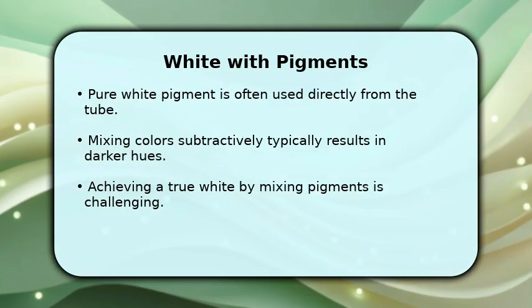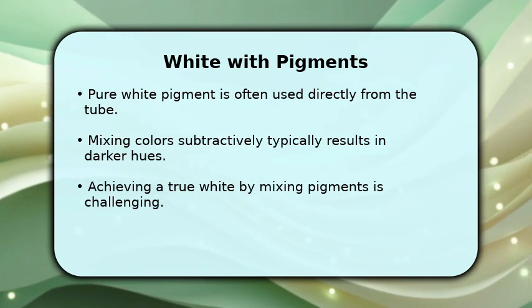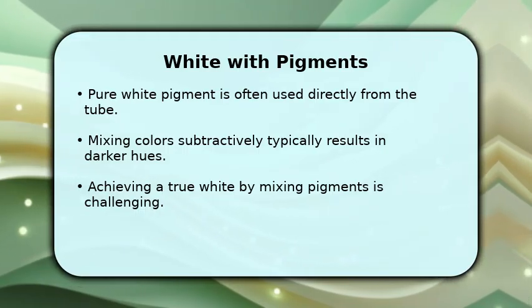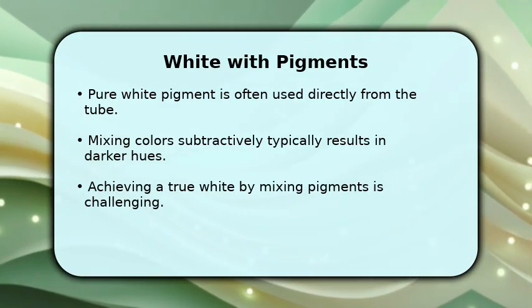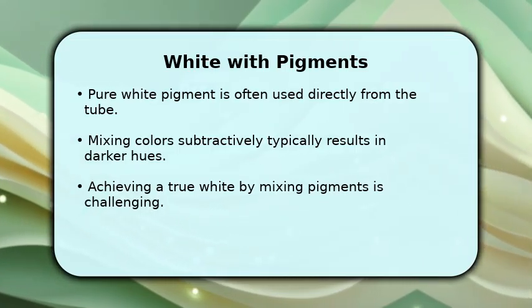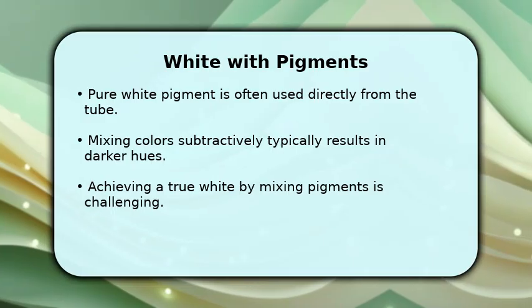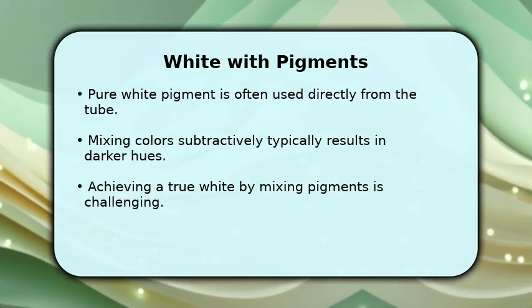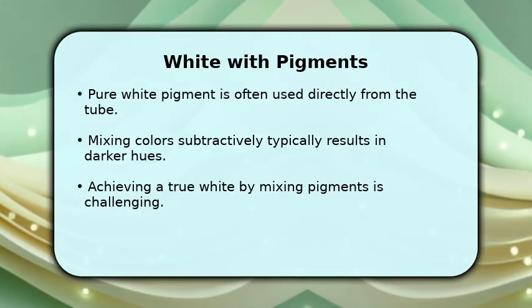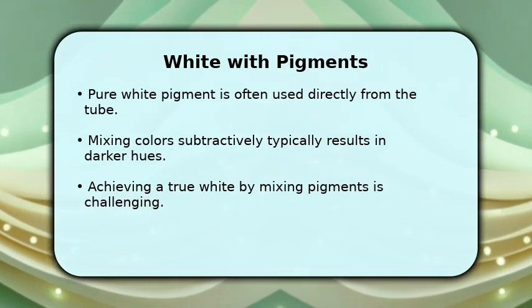When working with physical pigments like paints, white is usually a pre-made color. Trying to mix other colors to create white in a subtractive system, where pigments absorb light, generally leads to muddy or gray tones. For instance, combining all primary pigments often yields a dark brown or black. Therefore, for a clean white, it's best to use a dedicated white pigment.